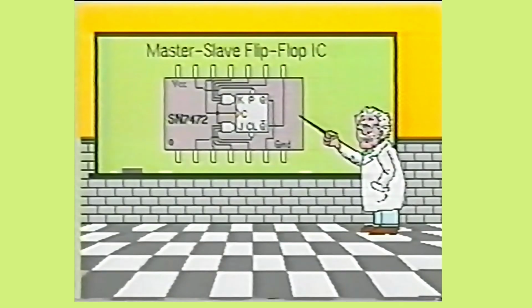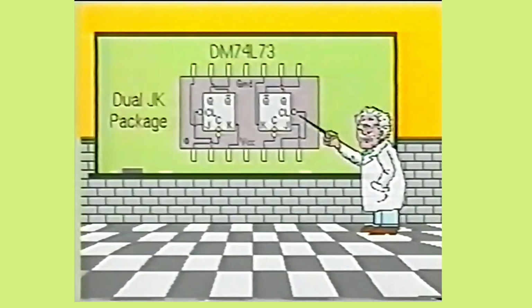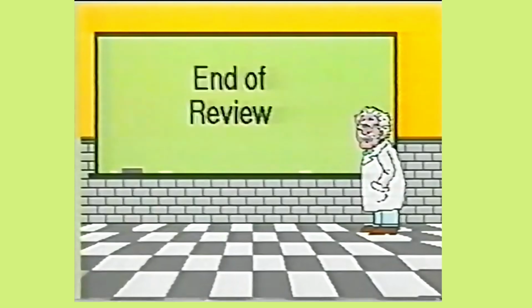Master-slave flip-flops are used to latch an output to one state or the other while the clock pulse is high. Edge-triggered flip-flops are used when the inputs must only be sensitive during a small portion of the clock signal. Both positive edge-triggered and negative edge-triggered flip-flops are available. The JK flip-flop is the most versatile of the flip-flop configurations. Its uniqueness is in its ability to toggle from one state to the other when both inputs are high. This concludes review number 2.